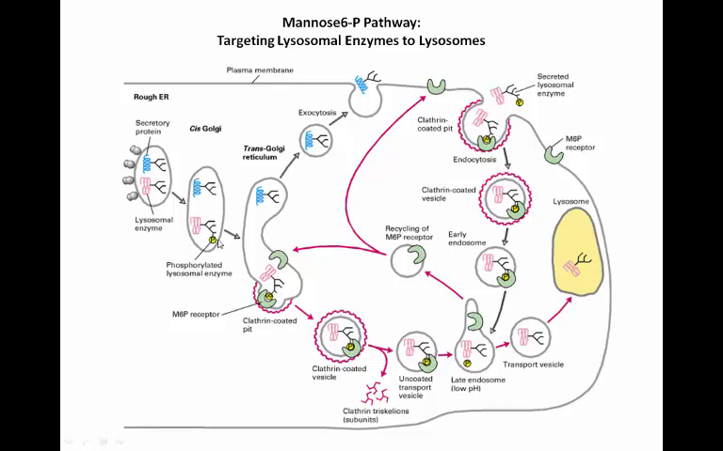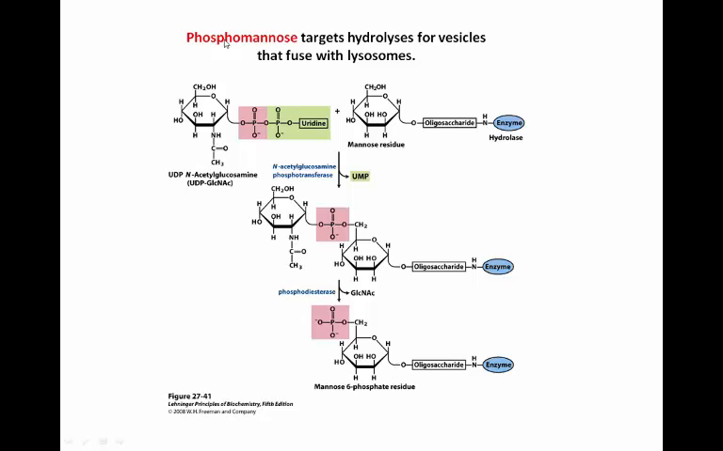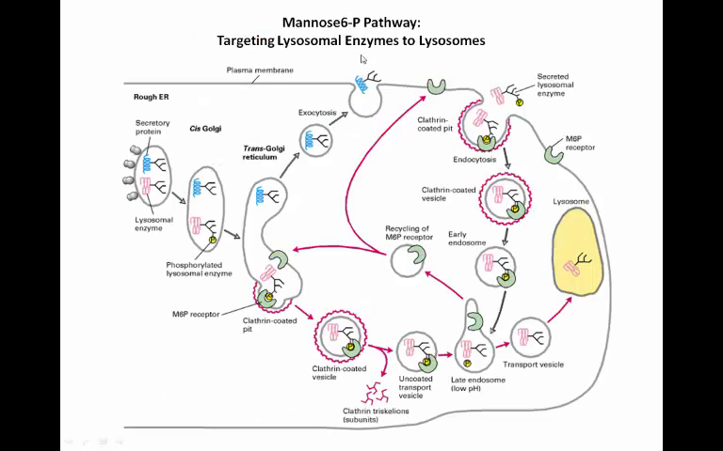If you don't phosphorylate the mannose, these hydrolytic enzymes don't end up in lysosomes, and you can have all sorts of pathological problems. Phosphomannose targets hydrolases for vesicles that fuse with lysosomes. So that's what we saw back here. Here's our vesicles, and eventually these hydrolases end up in the lysosomes.